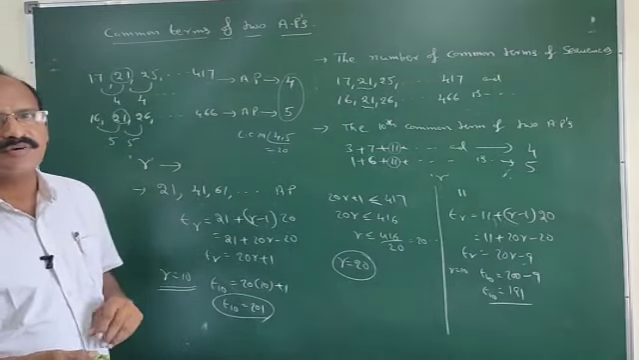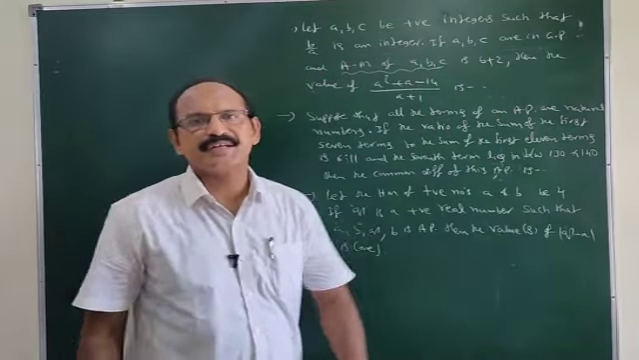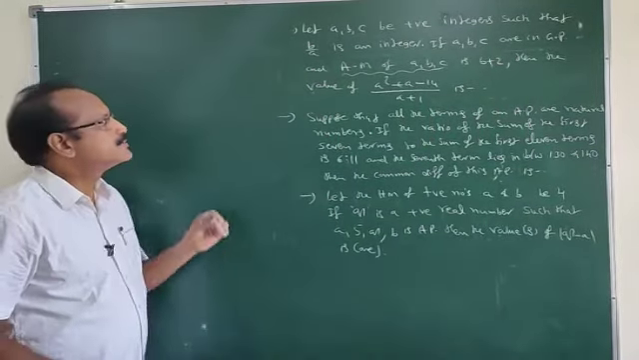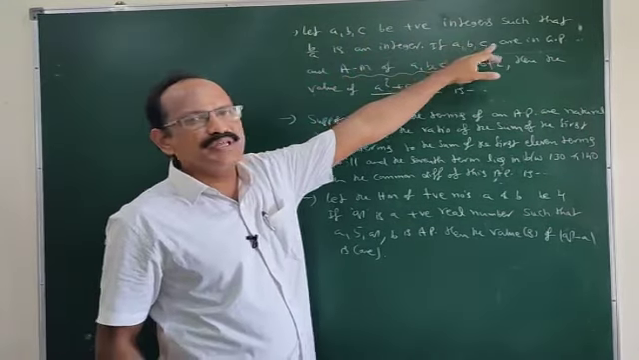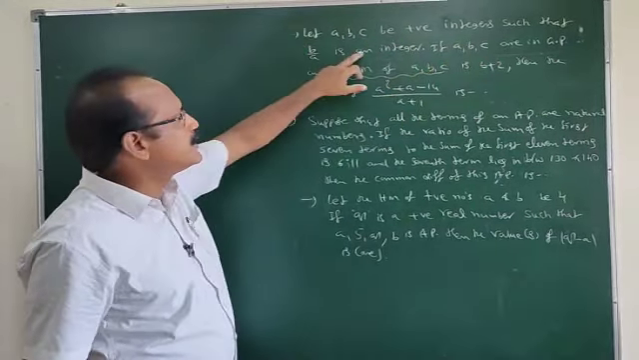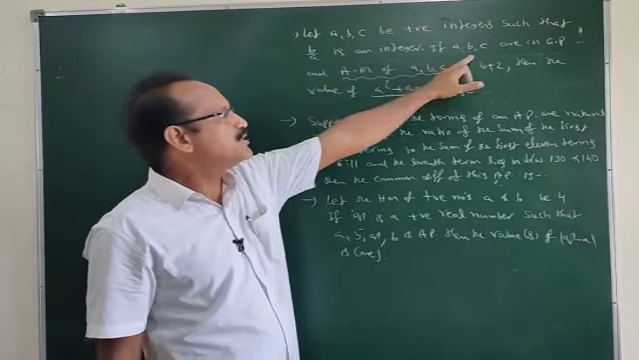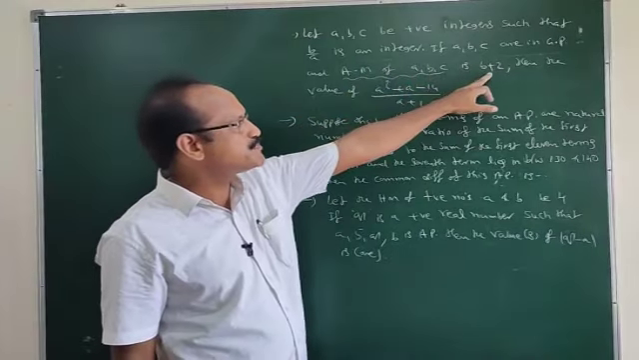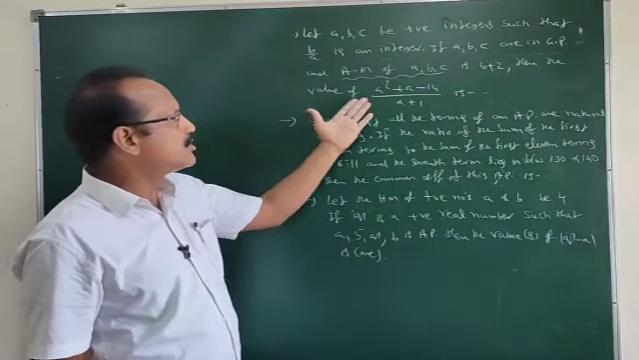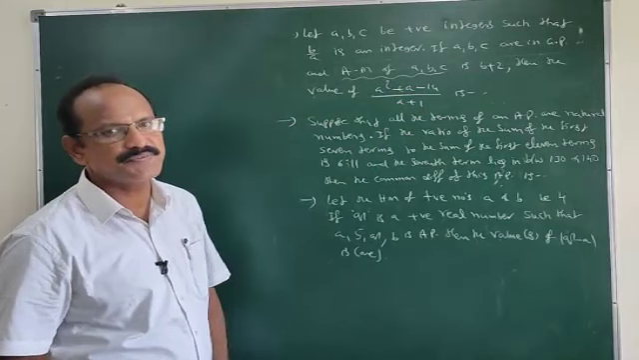Now coming to another model. Okay students, we are continuing the models. The first question is, let A, B, C be positive integers such that B by A is an integer. If A, B, C are in GP and the arithmetic mean of A, B, C is B plus 2, then what is the value of (A square plus A minus 14) by (A plus 1)?